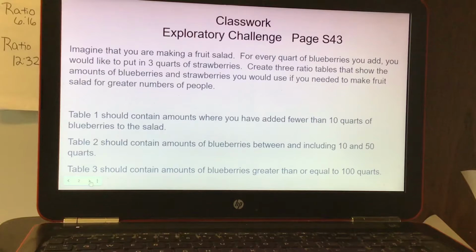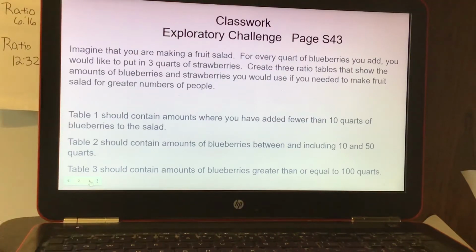Okay, so the Exploratory Challenge. This is page S43 in your workbooks. Imagine that you are making a fruit salad. For every quart of blueberries you add, you would like to put in 3 quarts of strawberries. Create 3 ratio tables that show the amounts of blueberries and strawberries you would use if you needed to make fruit salad for greater numbers of people. And they have the 3 tables.